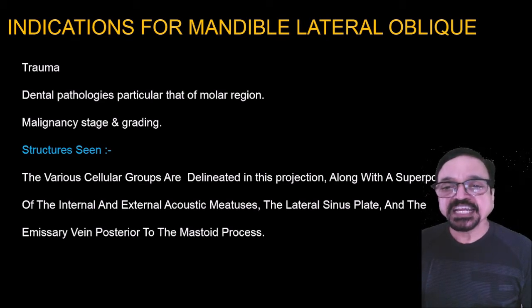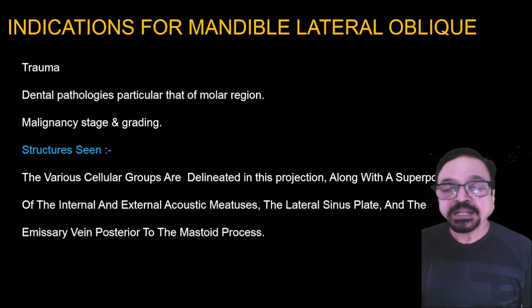Now, what are the structures seen? The various cellular groups are projected in this radiograph, with superimposition of the internal and external acoustic meatus, the lateral sinus plate and the emissary vein posterior to the mastoid process. These are the structures seen. Various cellular groups are delineated in this projection, along with superimposition of the internal and external acoustic meatus.